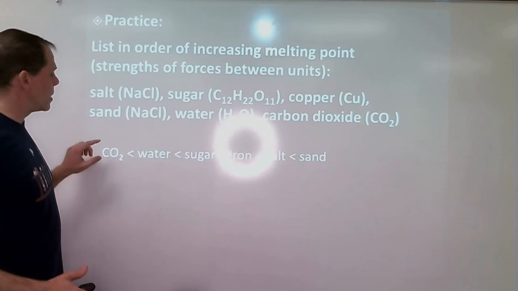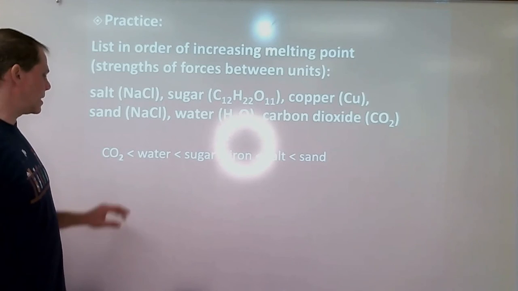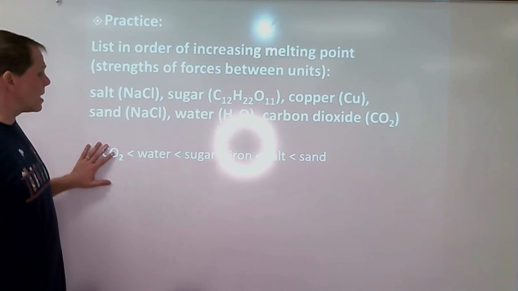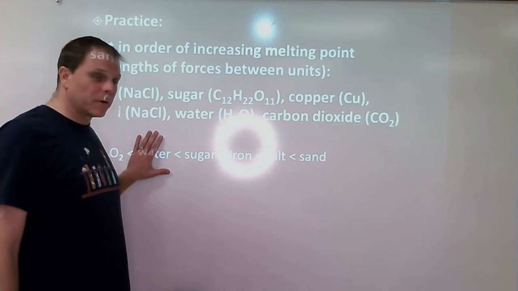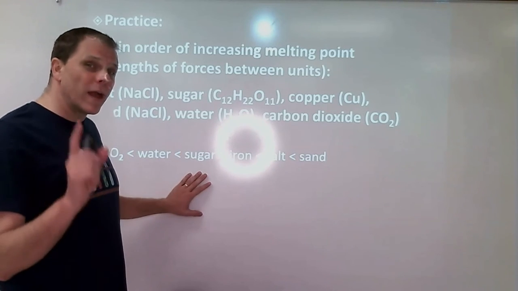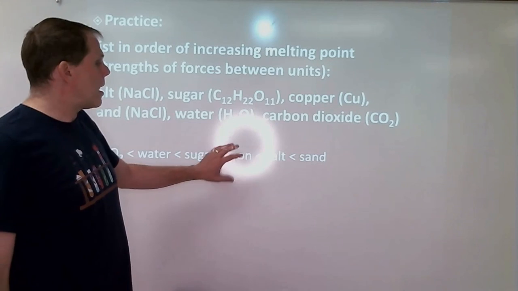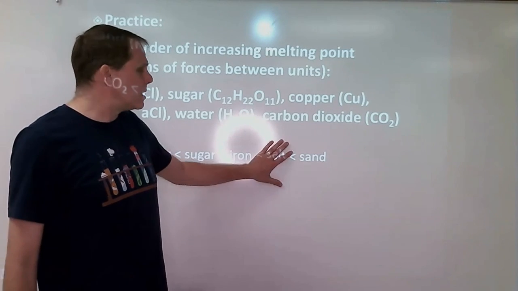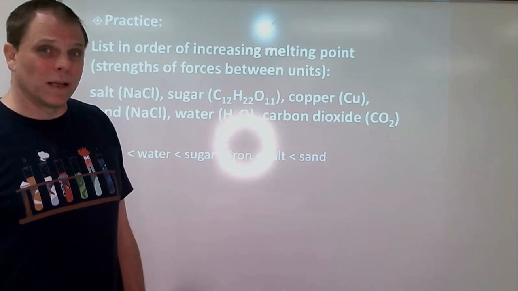So my first one is going to be carbon dioxide. Carbon dioxide is the weakest attraction. It's a gas at room temperature. Then water, liquid at room temperature. Then sugar, it's a covalent compound, so not as strong bonds, right? And then iron is a metal. And then salt is the ionic compound. And then sand, that network covalent crystal, okay?